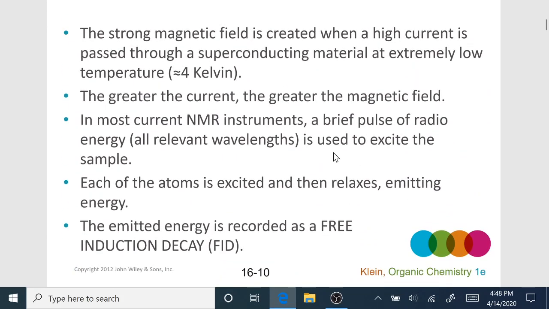An NMR is a big magnet that is at 4 degrees Kelvin, and that magnet is a superconducting material that's held in liquid helium in order to keep it at 4 degrees Kelvin. By keeping that magnet cold, it maintains its charge, and it will continue to conduct electricity, which will continue to produce the magnetic field.